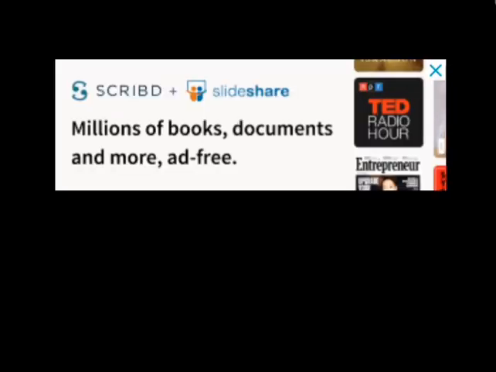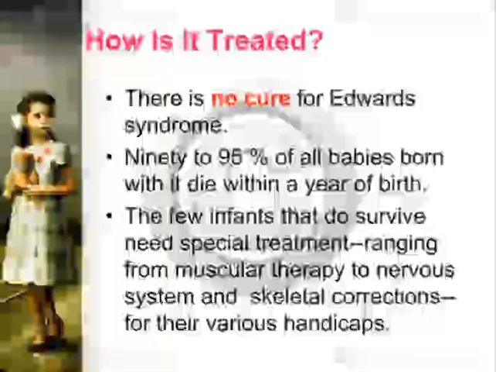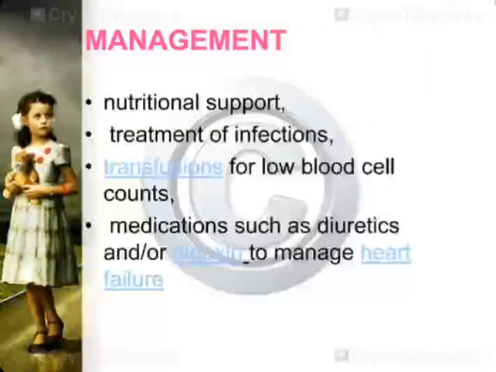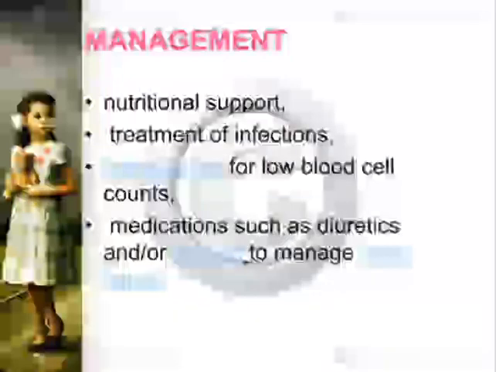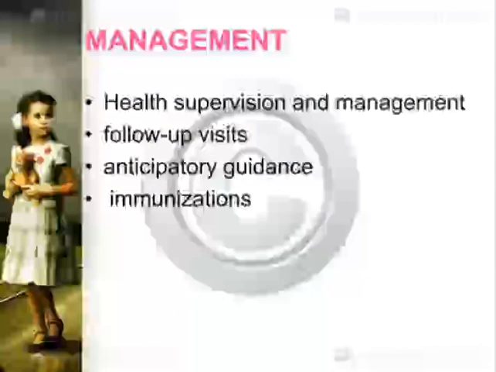How is it treated? There is no cure for Edwards syndrome. 90 to 95% of all babies born with it die within the year of birth. The few infants that do survive need special treatment, ranging from muscular therapy to nervous system and skeletal correction for the various handicaps. Management: nutritional support, treatment of infection, transfusion for low blood cell counts, medication such as diuretics and naproxen to manage heart failure. Health supervision and management are needed. Follow-up visits, anticipatory guidance and immunization should be given.